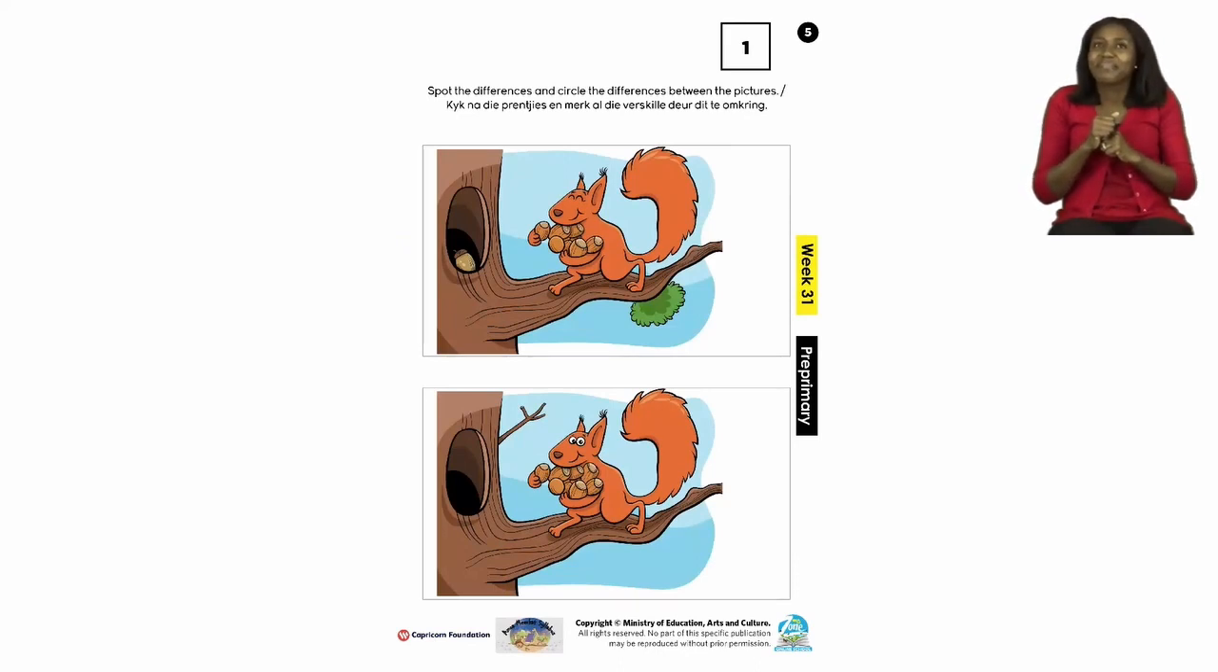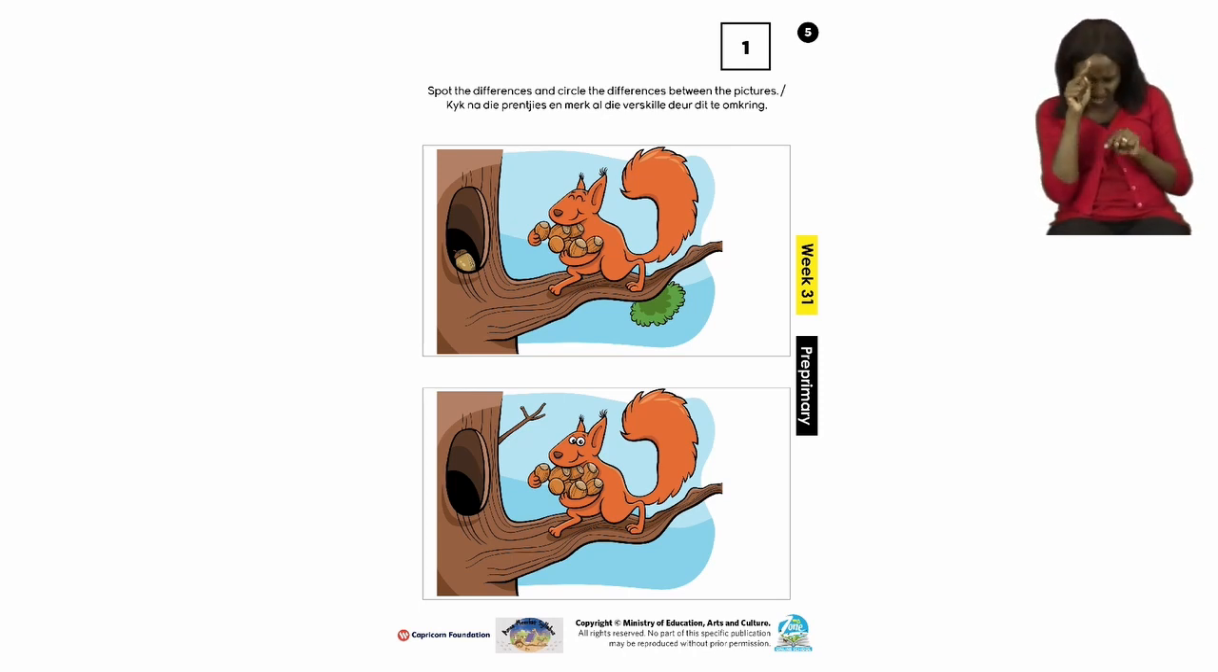On page 5, we have a squirrel. Everyone, let's say hi to Mr. Squirrel. Hello. He looks very busy with his acorns, and I'm sure he's stocking them up for another day. For today's exercise on this page, you are going to spot the differences and then circle them in the second picture. Now, the first picture, we can see a squirrel and he looks very happy.